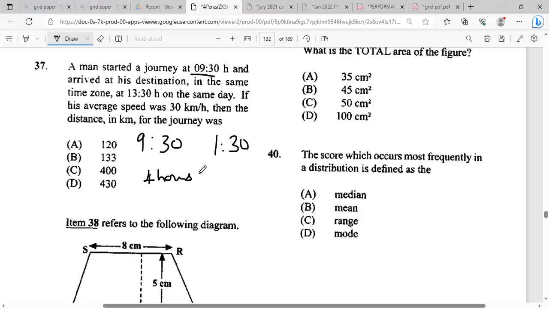So now distance is equal to the time times the speed, which is 30. 120. Big up yourself, CSEC. Nice question. Nice question.